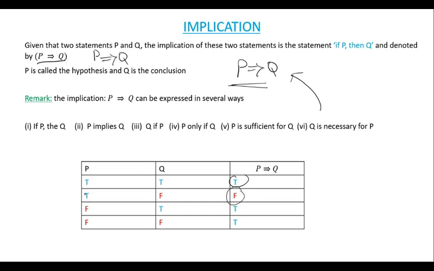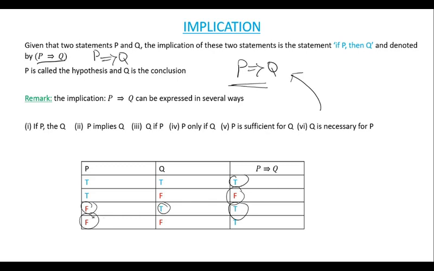Okay, so if the hypothesis, which is the P, is true but then the conclusion does not tally with the hypothesis, then we are having a false statement. Now if the hypothesis is false and then the conclusion is true, we have a true statement. That is, false implies true. Okay, and we have a true statement. This is the truth table for P implies Q.